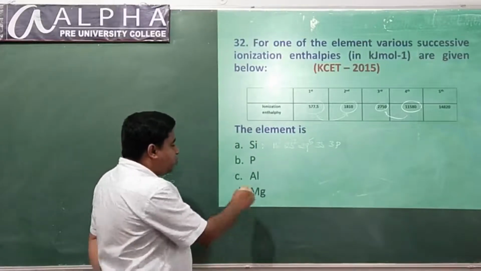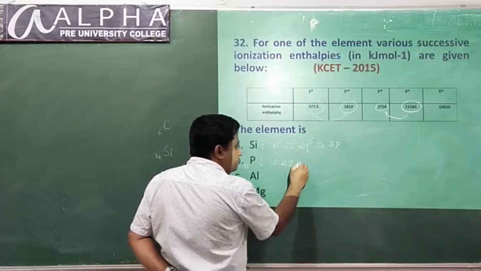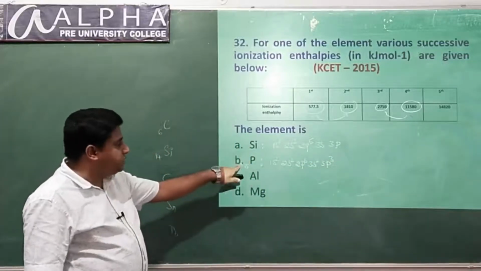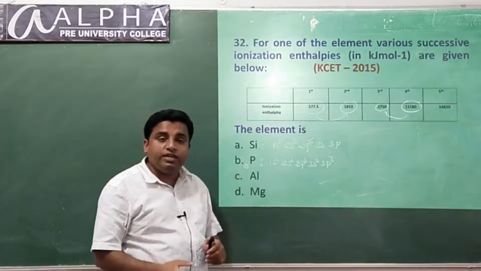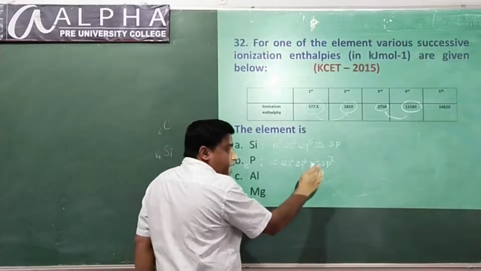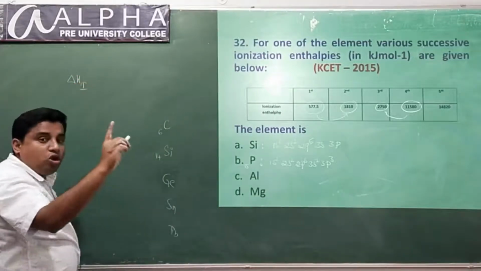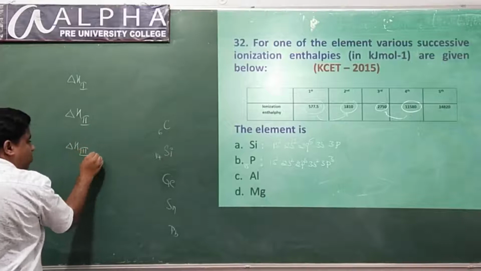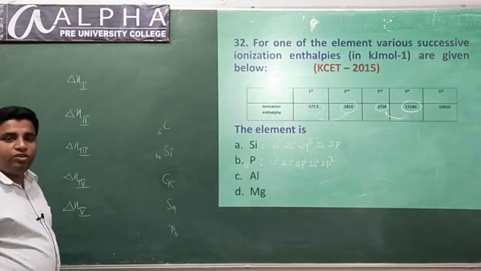Now if you go for phosphorus, what is the atomic number of phosphorus? 15. Its electronic configuration is 1s2, 2s2, 2p6, 3s2, 3p3. For phosphorus, the first ionization enthalpy cannot be so low. Phosphorus will have a very high first ionization enthalpy. Remember, first ionization enthalpy is the removal of the last electron, second ionization enthalpy is the removal of the second last electron, third is the removal of the third electron, fourth of the fourth electron, and fifth of the fifth electron.